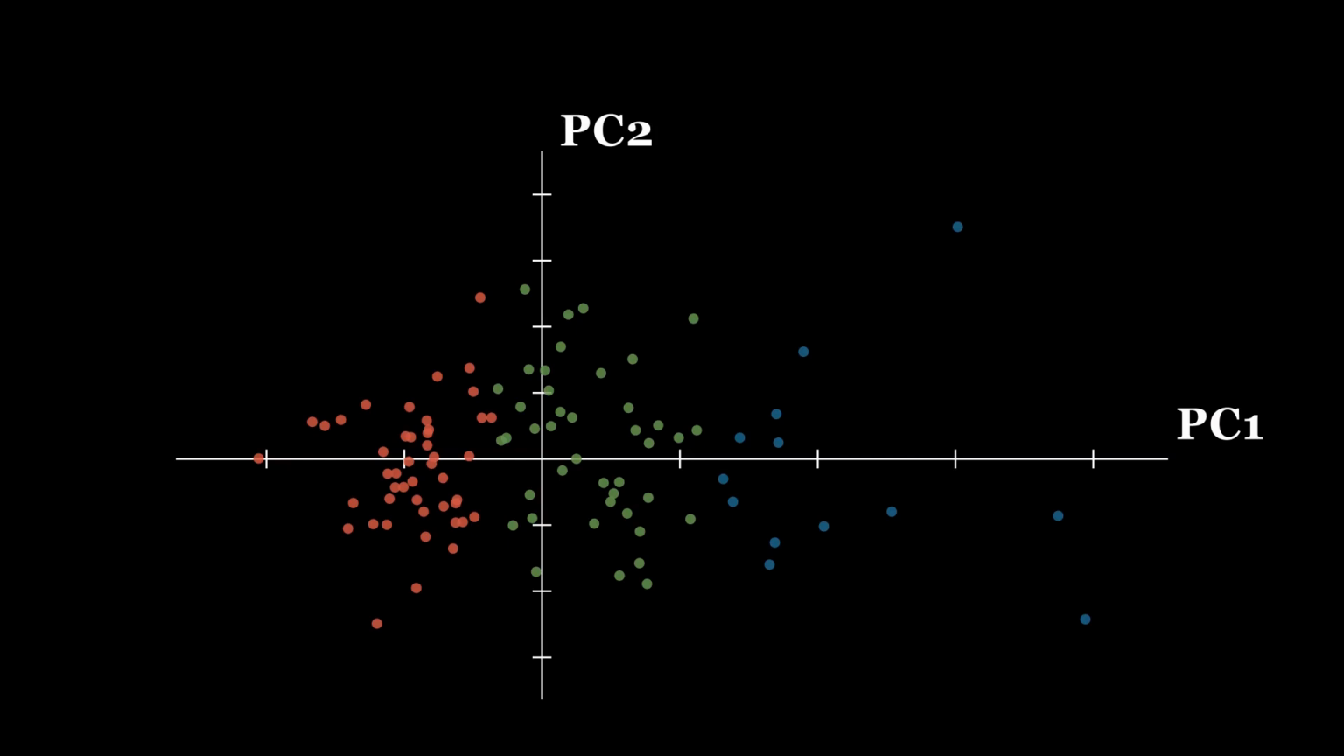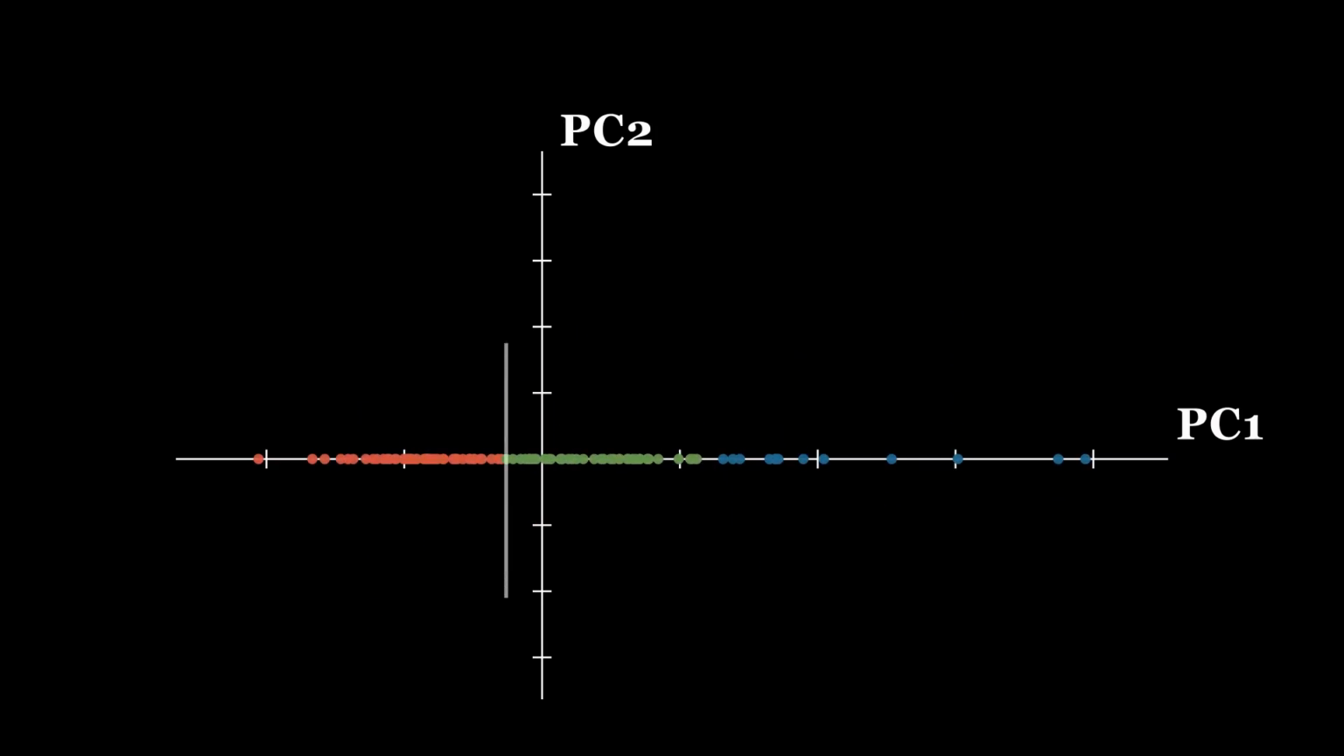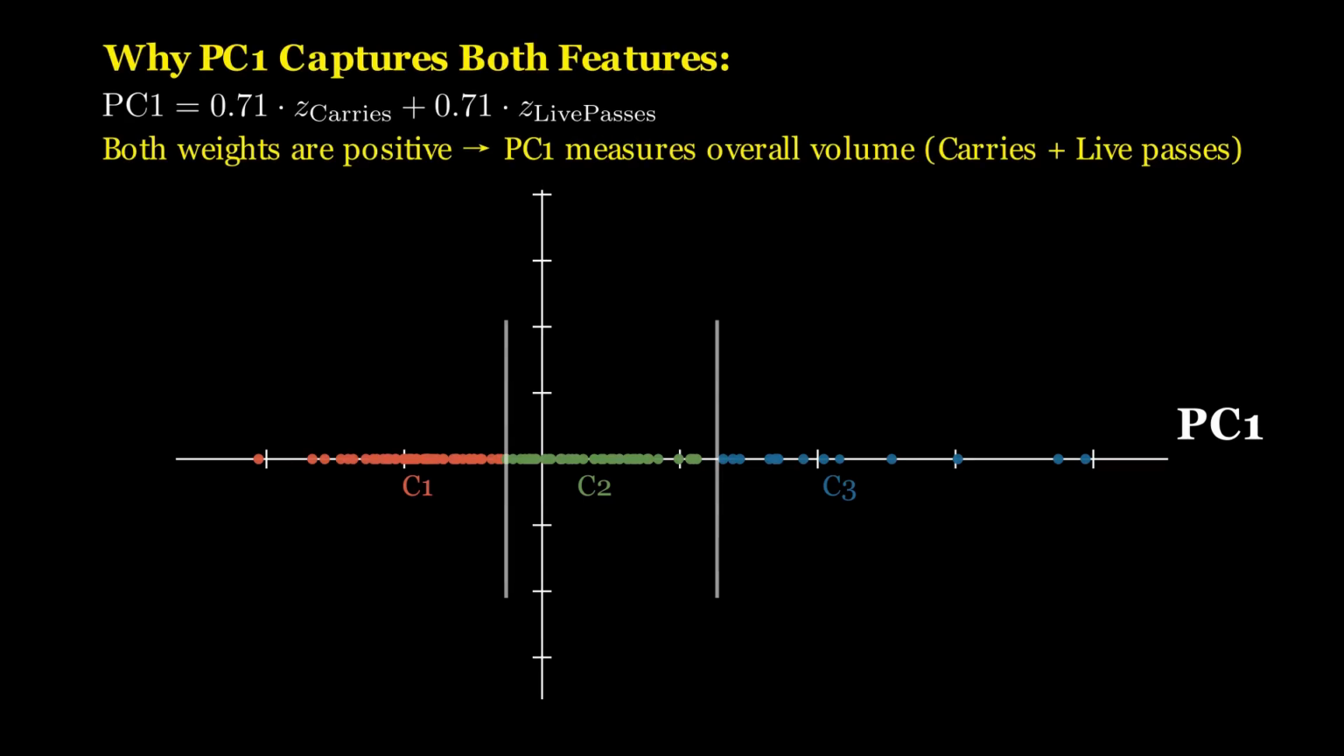Now, here's the punchline. If we collapse everything onto PC1, essentially ignoring PC2, we can still separate the players into clear groups. So we reduce the dimension from 2D to 1D without losing the structure we needed for clustering. And PC1 isn't magic, it's just a weighted sum of the standardized metrics. We standardize using z-scores, so metrics on different scales don't distort the results.